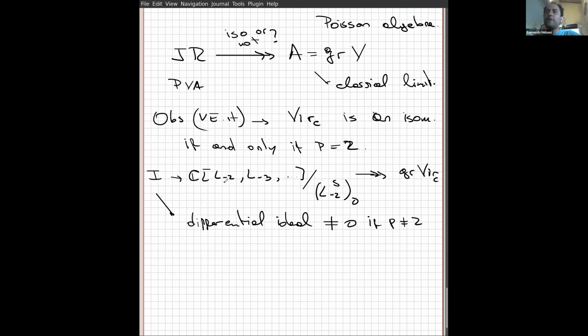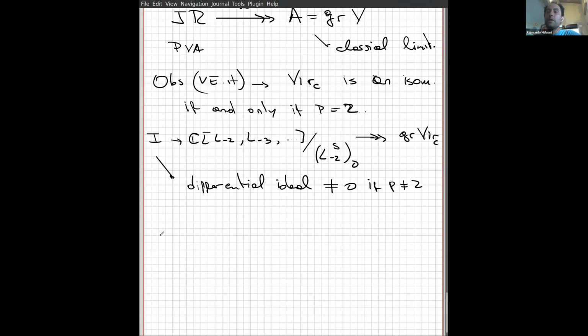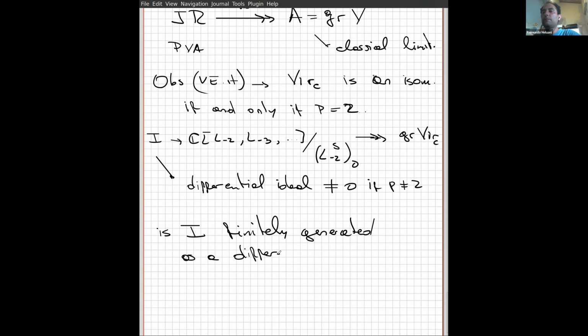Okay, so now that I have this, I can ask a question that Andrew Linshaw has been asking around, which is: is I finitely generated as a differential ideal? And here comes something surprising, because many people have been working on this for a while.